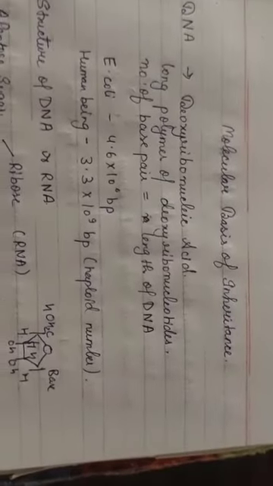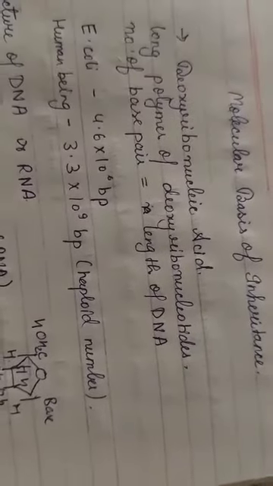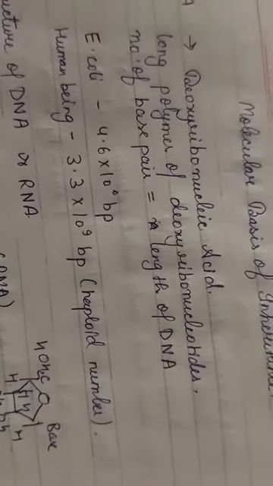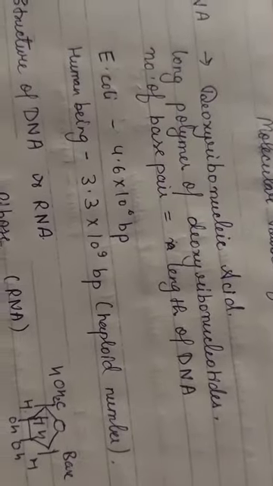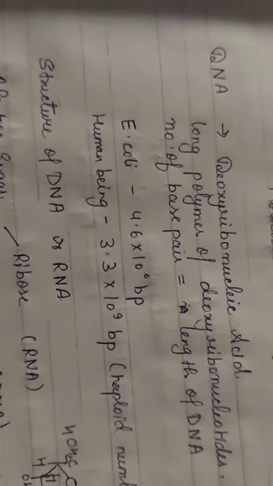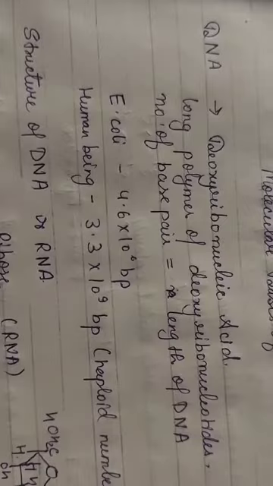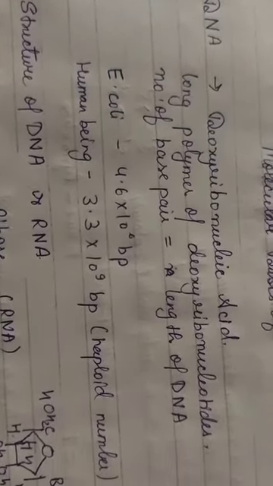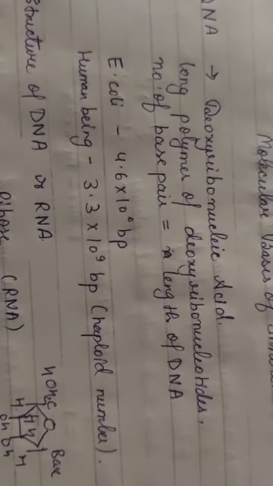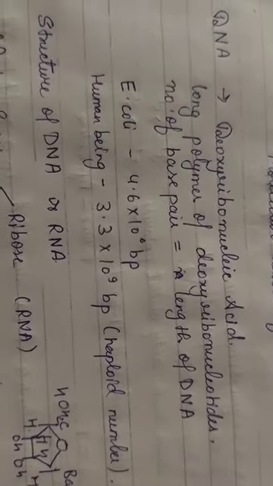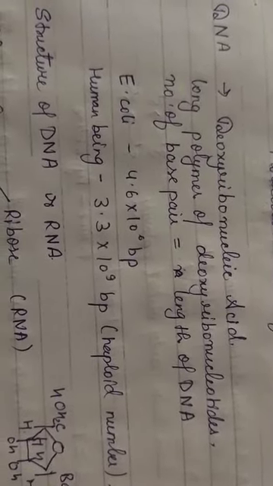Now we are going to study the molecular basis of inheritance. The characters that are inherited, what molecules are they based on? We had already studied how DNA is the genetic material. Now what is DNA? DNA is deoxyribonucleic acid, which is a long polymer of deoxyribonucleotides. The number of base pairs present in the DNA is equal to the length of the DNA.